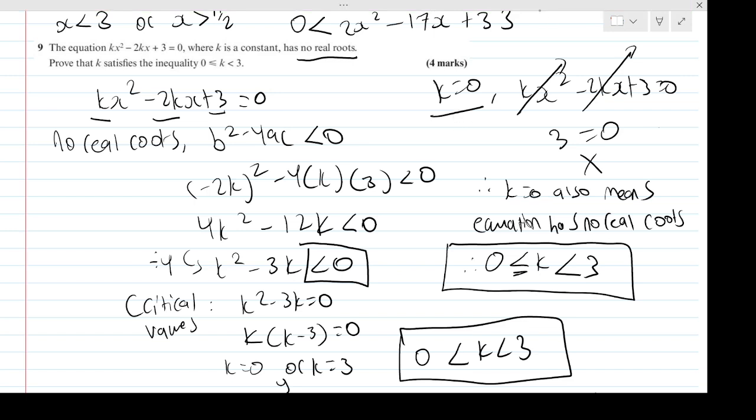We have to add on something else because when k is 0, well, kx squared, the x squared goes away. The equation simply becomes 3 = 0. Technically this is 0x squared plus 0x, right? This is no longer a quadratic, because there's no x squared term. There's no x term either, but there's no x squared term, which means it's not a quadratic anymore. The equation fails to become a quadratic when k is 0.